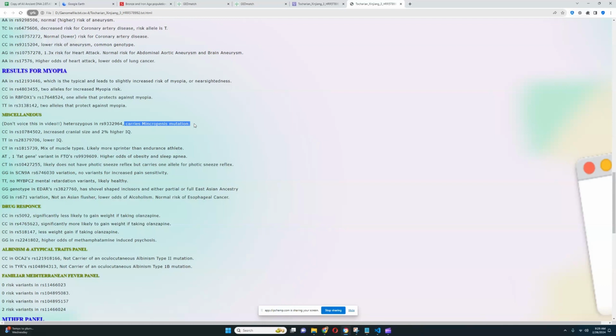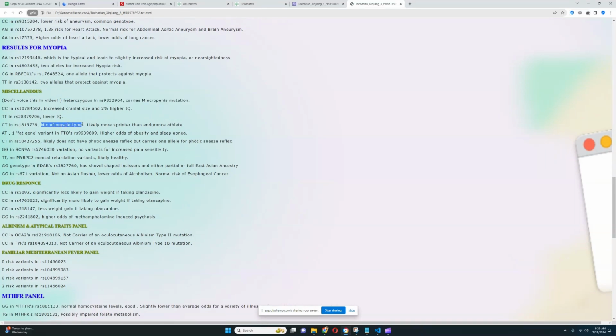Once again, I notice a lot of these ancient samples have this genotype where they have heterozygous genotype here, and it says they carry the micropenis mutation. I think it's the fault of the genotyping chip that they use. And yeah, I don't think he actually does carry this micropenis mutation, I'll be honest here. It seems really unlikely.